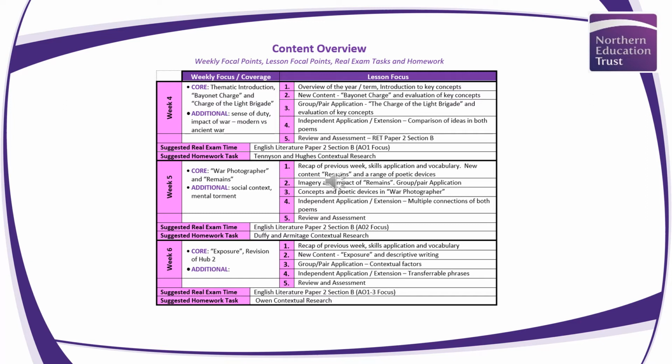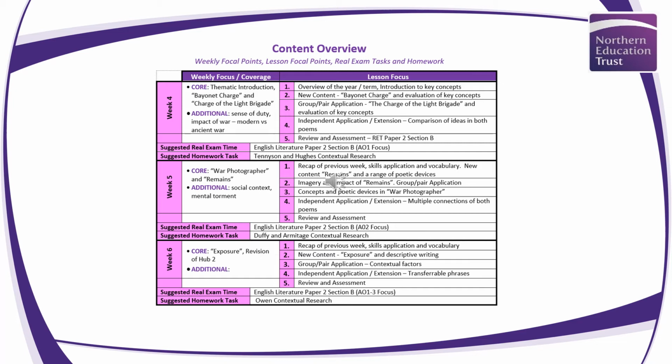A suggested homework task would be a very short homework such as Duffy and Armitage, looking at some contextual research. As we've mentioned previously, remember this is layering from year 7, year 8 and to year 9. So again, it's just deepening their knowledge and their understanding of context, which will reinforce them in using those skills in year 11 and their GCSE.